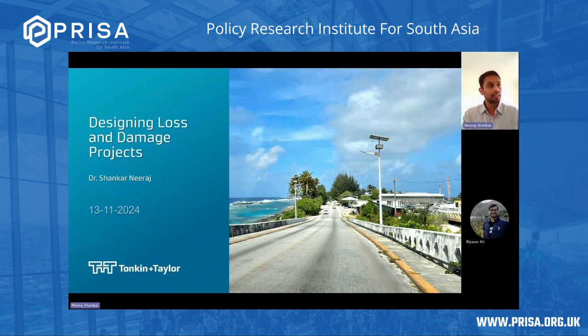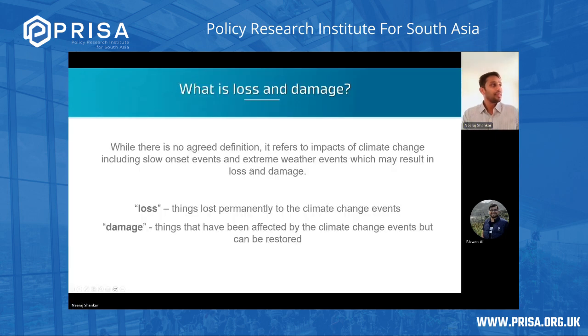So, loss and damage. What is actually loss and damage? There is actually no agreed definition of what loss and damage is, as loss and damage can be interpreted in different ways. But according to UNFCCC, it refers to the impacts of climate change, including slow onset events and extreme weather events, which may result in loss and damage. Loss means things that are lost permanently, and damages are things that have been affected by climate change, which can be restored. Okay, so this is a high-level definition of loss and damage.